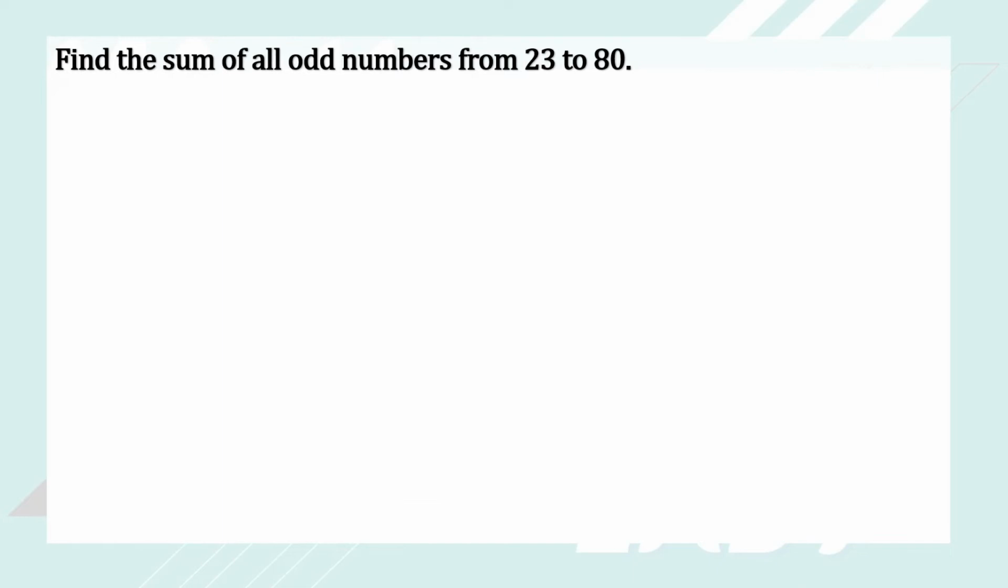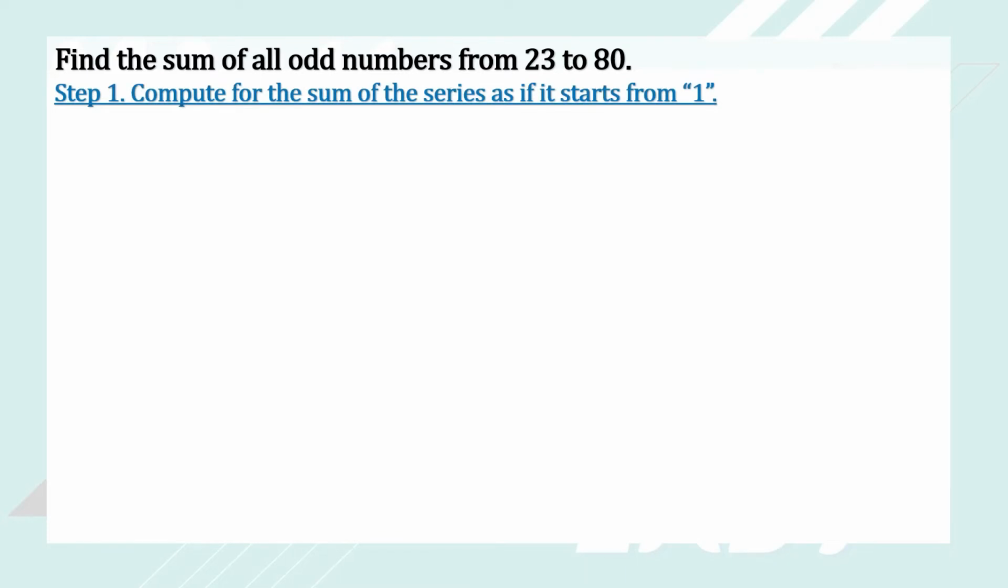So, doon sa mga naman example natin, ang ating set ng numbers ay nagsisimula sa 1. But what if hindi siya na magsimula sa 1? Like yung ating third example. So, find the sum of all odd numbers from 23 to 80. So, step 1 natin, compute the sum of the series as if it starts from 1. So, ang ibig sabihin lang nito, yung ating naunang process o yung ating mga naunang step, so, sa kaninang example natin, 1 and 2, gagawin lang din natin as if nag-start ng 1 ang ating set of numbers.